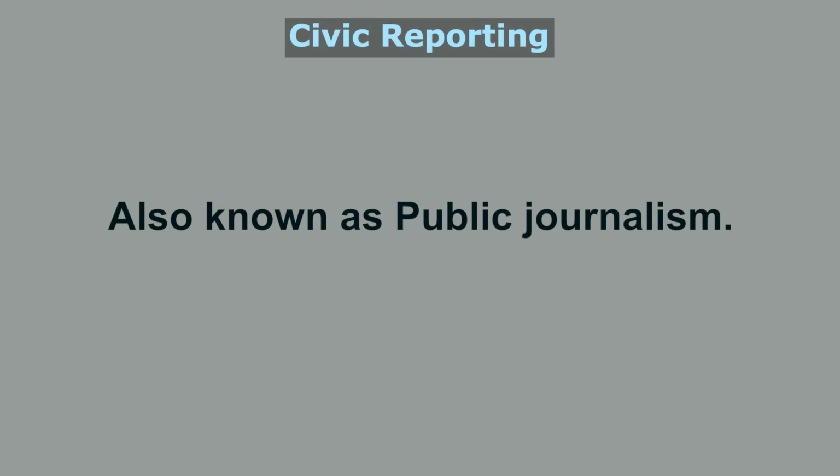We move on to civic reporting. Now, civic reporting is also known as public journalism, and in today's age, civic reporting has also been identified with citizen journalism, because we have new media, so we have people with smartphones who can go out and shoot, record, and put the material online, and the different news agencies and channels can use that material after verifying whether the clip is true or not.